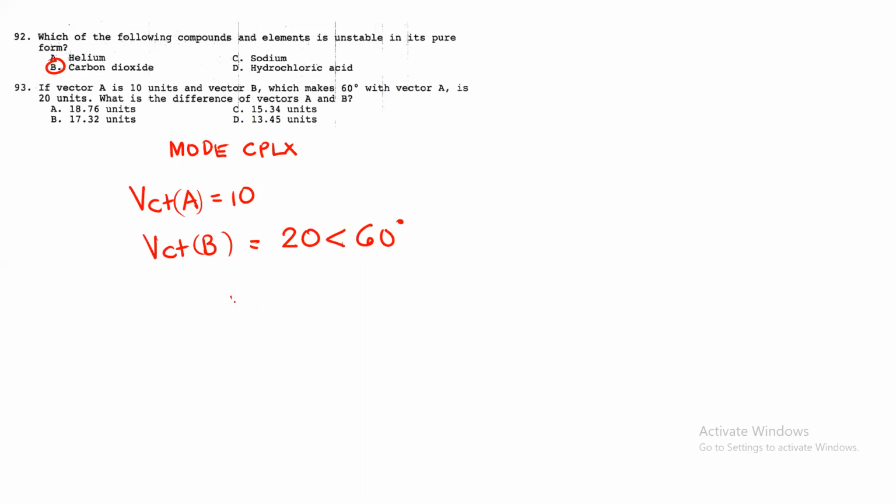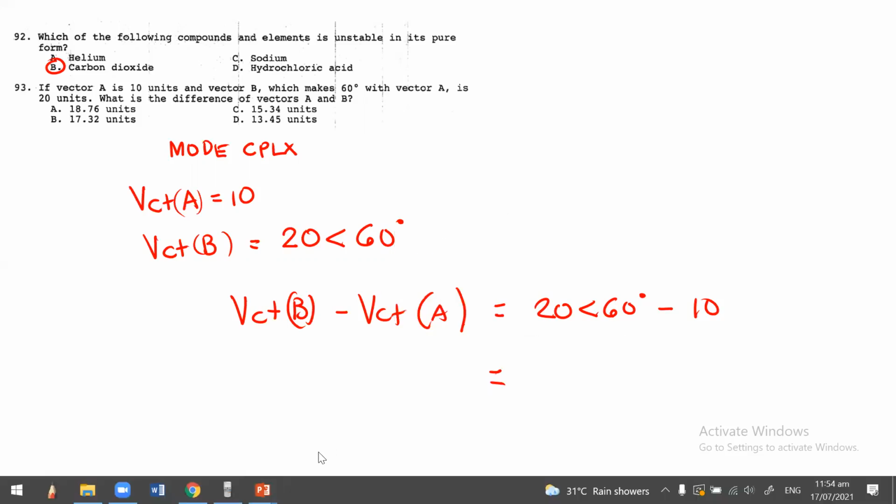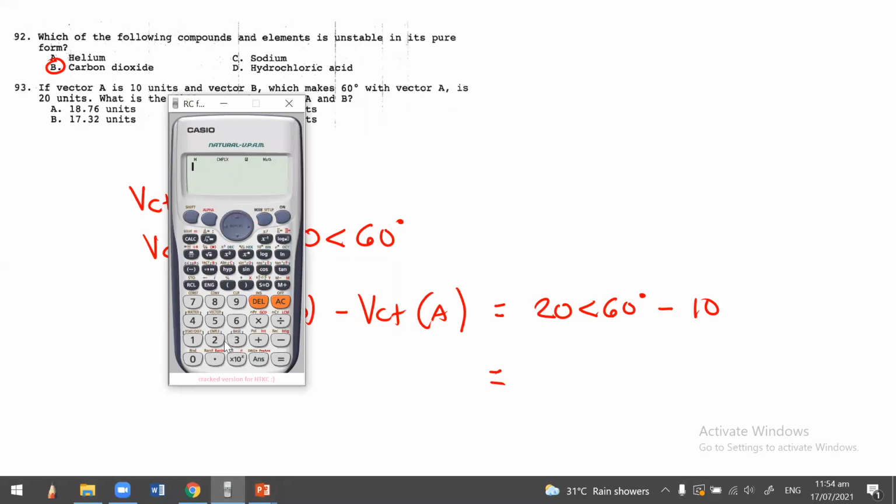So pag pinag-minus natin yung vector, so vector B muna unahin natin. Vector B minus vector A. So equal yan sa 20 angle ng 60 minus 10. So, calcu lang natin. Pakita sa calcu. Mode complex. So, 20 angle ng 60. So, dapat naka-degrees yung ating calcu, no? So, mode degrees minus 10 equals, so 17.32i.